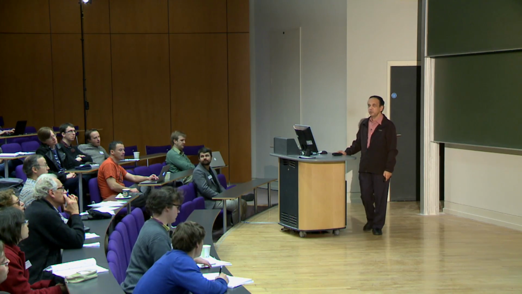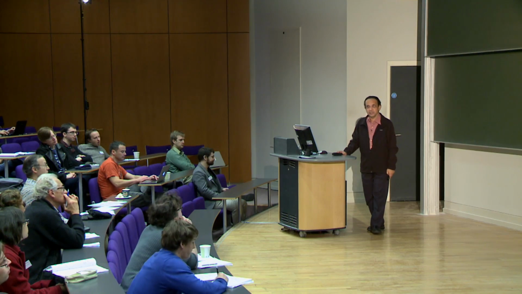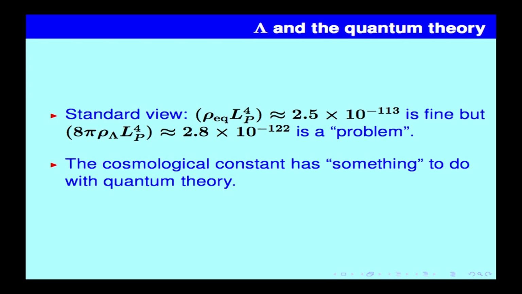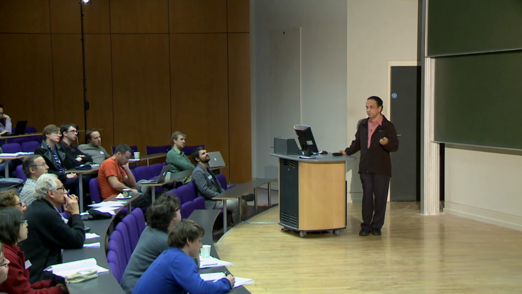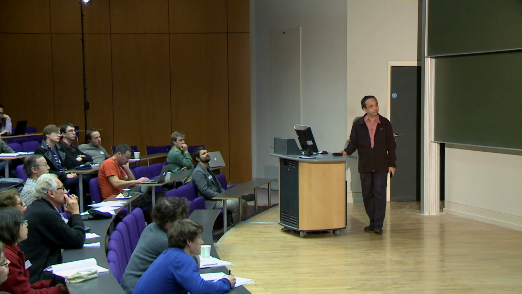reason why people worry about the 10 to the minus 123 is because one believes that lambda has something to do with quantum theory. So, let me go over it a little bit, especially for those in the audience who do not do this sort of thing. So, as I said, the standard view is that rho eq, which is 10 to the minus 113, is fine, but this is a problem. Okay. And I explained to you why we take that point of view.